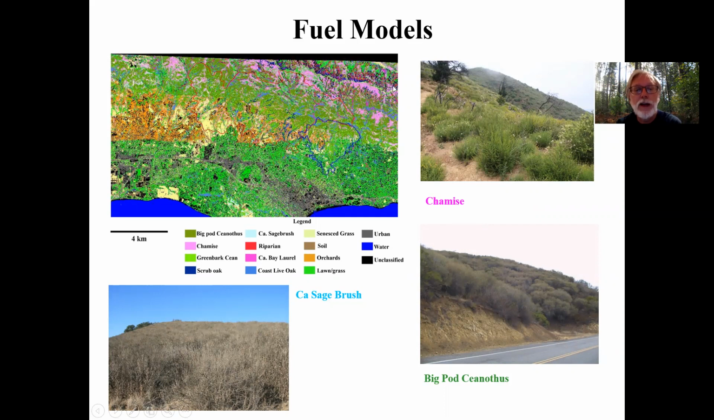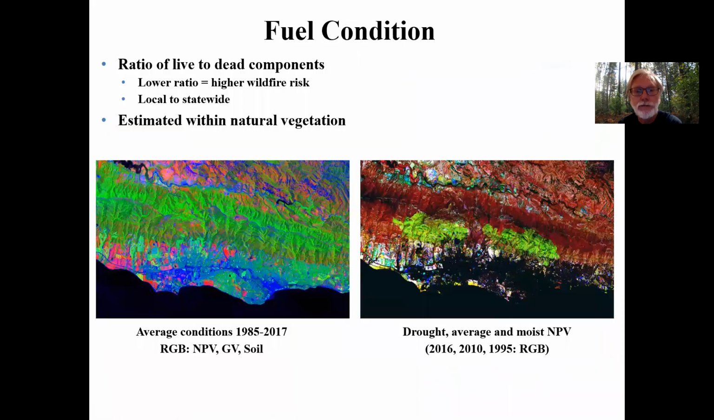And what we're showing here now is a map of the Santa Barbara area, and we can see up in the upper front range, the pink stuff is the chamise. The greener materials are the big pod ceanothus. So this tells us if a fire were to ignite, what might be burning.